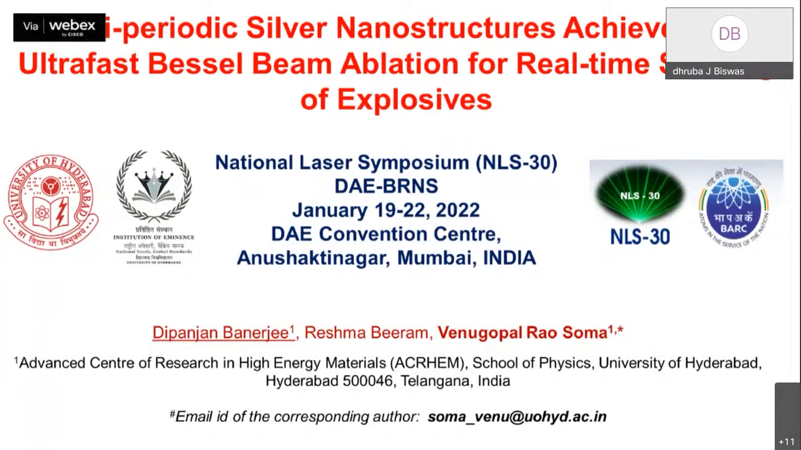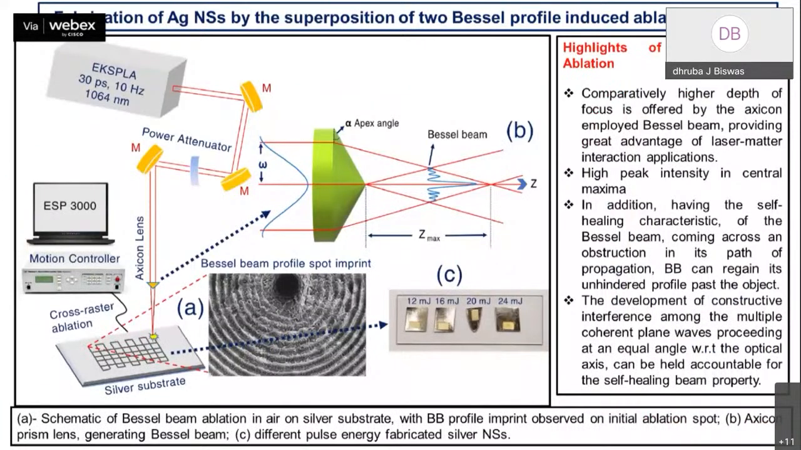Next slide, please. So this is the experimental setup of laser ablation using a Axicon prism lens, which is the first time report to the best of our knowledge on any plasmonic material. Here you can see we have done extensive energy dependent studies to fabricate Bessel beam induced silver nanostructures to achieve their various applications.